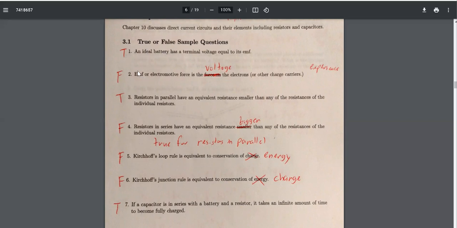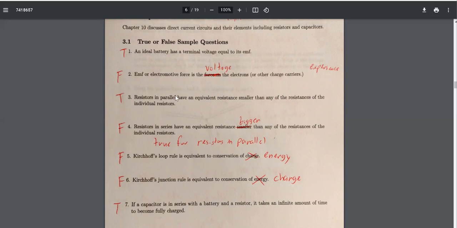Okay, an EMF does stand for electromotive force, but it has nothing to do with a force. This is just a historical anachronism, essentially. They initially named it this because they thought it was a force, but it's not. Really, it's just a voltage. So essentially just another name for voltage.